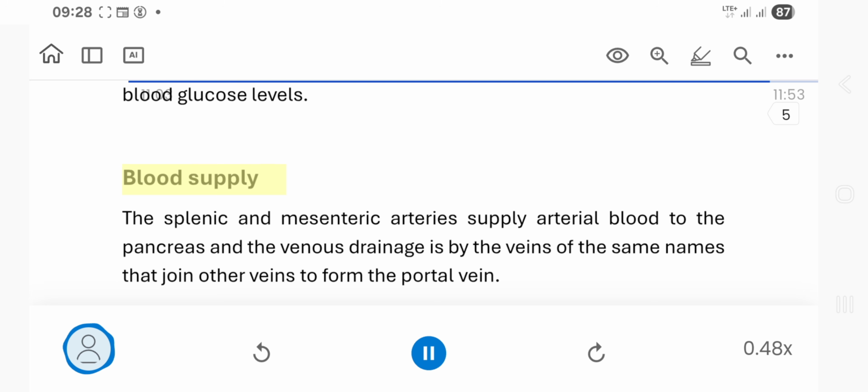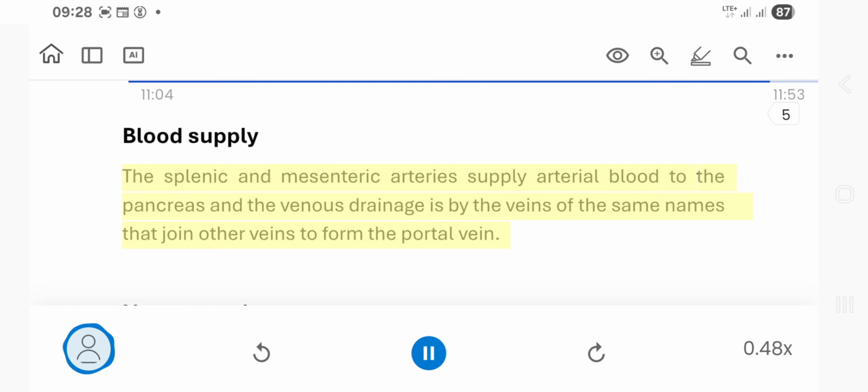Blood supply. The splenic and mesenteric arteries supply arterial blood to the pancreas, and the venous drainage is by the veins of the same names that join other veins to form the portal vein.